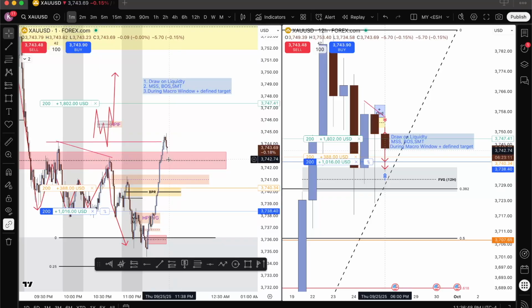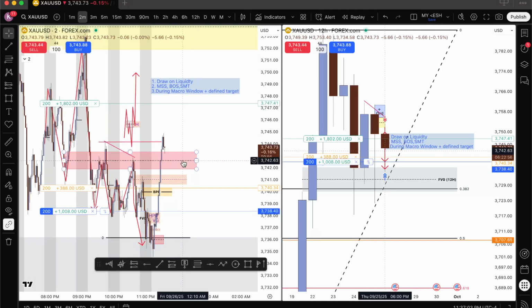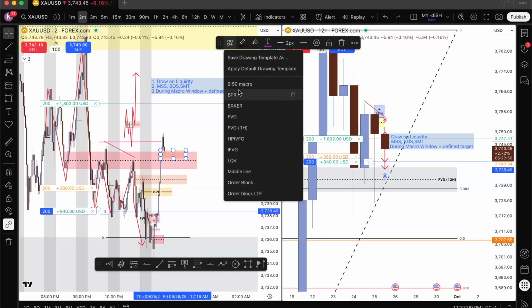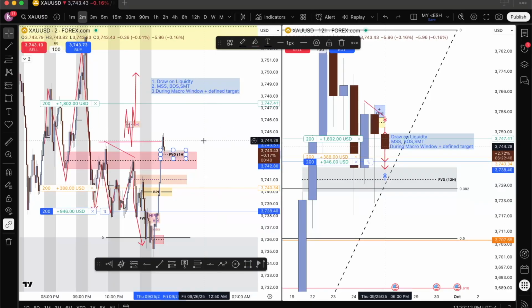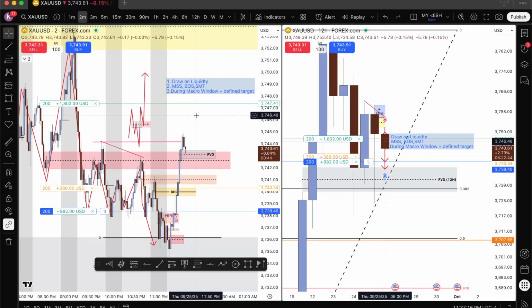If we start to come down, let's see. We haven't gotten a clean break of structure. Okay, if we disrespect this 2-minute fair value gap, I'm out of this trade. And it's kind of looking like I'm already out of it. But we're going to see. And we're going to watch it on the 2-minute.